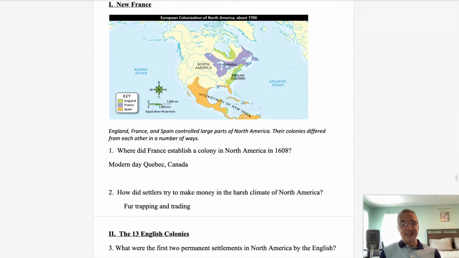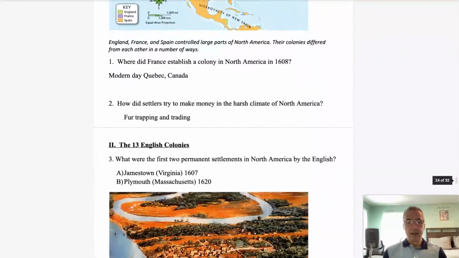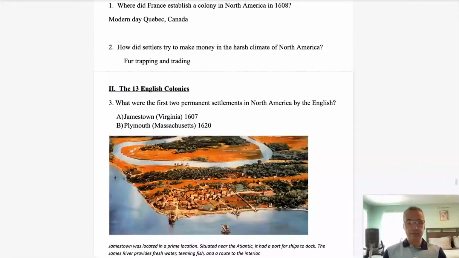Three, as we move into the 13 English colonies, what were the first two permanent settlements in North America by the English? And hopefully you know this from elementary school or middle school. You have Jamestown, Virginia in 1607, and Plymouth Rock, or Plymouth, Massachusetts in 1620. The image on the screen is from Jamestown, which was located in a prime location situated near the Atlantic Ocean and had port for ships to dock. And also, the James River will provide fresh water, fish, and a route to the interior.